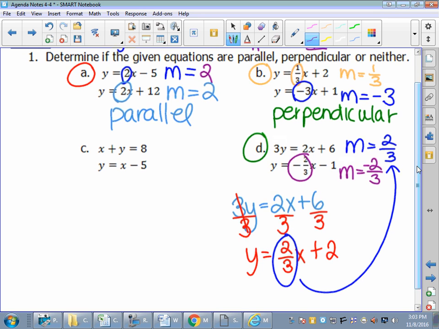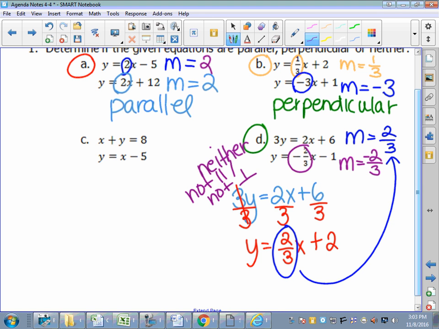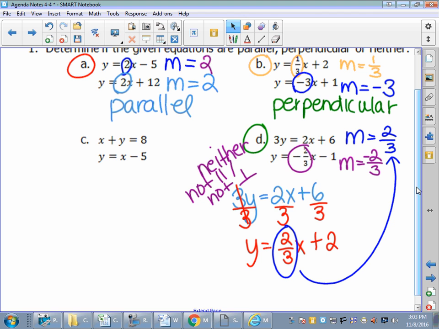Are these perpendicular? They have opposite signs. Are they opposite signs and reciprocals of each other? No. So that means these are neither. They're not parallel and they're not perpendicular. Therefore, they're nothing. They're just two random lines on a graph. That's all we got.